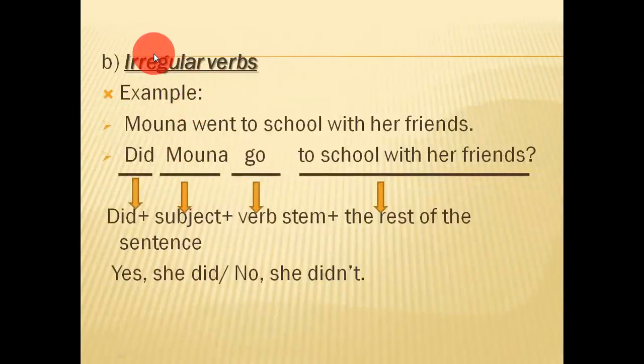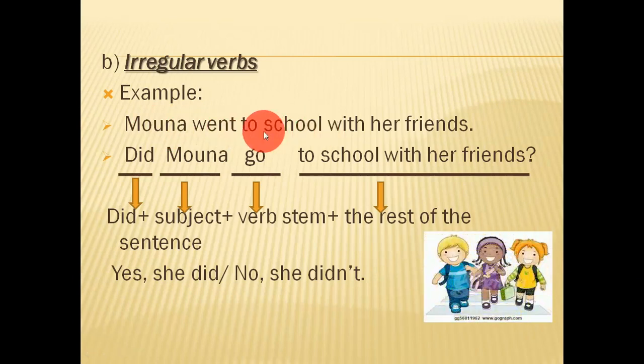For irregular verbs, I have written you a sentence to notice the irregular verb. Muna went to school with her friends. So I use an auxiliary question to confirm.